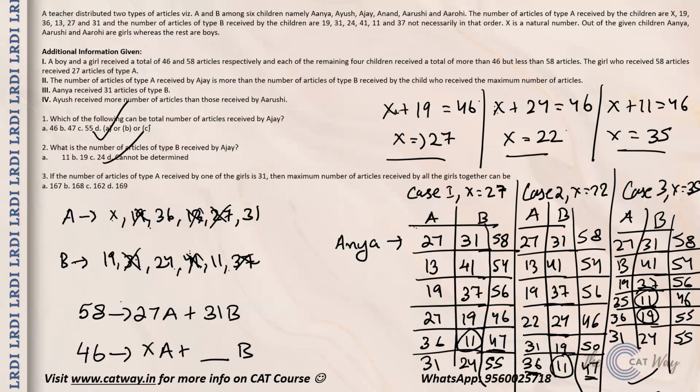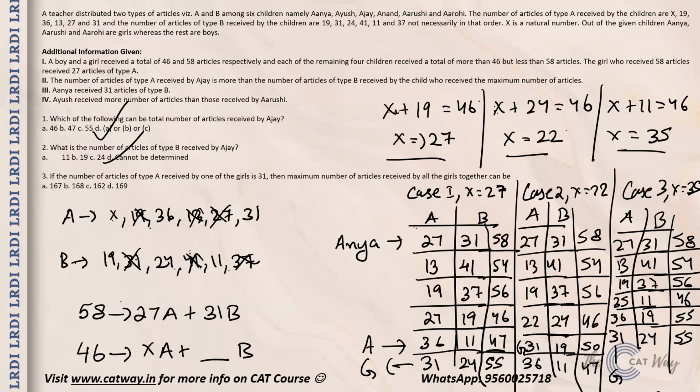Come to the third question. If the number of articles of type A received by one of the girls is 31, so that means this is a girl, this is a girl, and this one is a girl. Apart from that, what we know is that Anya is also a girl. Then the maximum number of articles received by all the girls together can be. So what we know here is that Ajay is a boy over here, and this one is a girl.